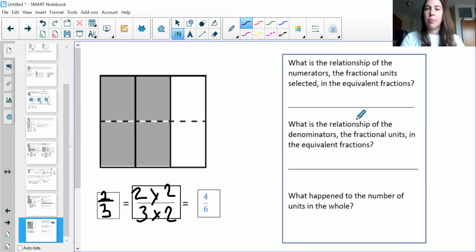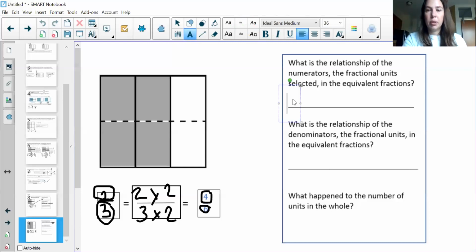What is the relationship of the numerator, the fractional unit selected, in the equivalent fraction? I think what they mean to say is, what's the relationship between the numerators and the equivalent fractions? So the relationship is the number of pieces shaded doubled. The denominators also doubled. So in the second one, they're asking us what the relationship is between the denominators or the fractional units. Well, both of them doubled. And I'm going to write that in for you. Doubled. And that's because we multiplied by 2.